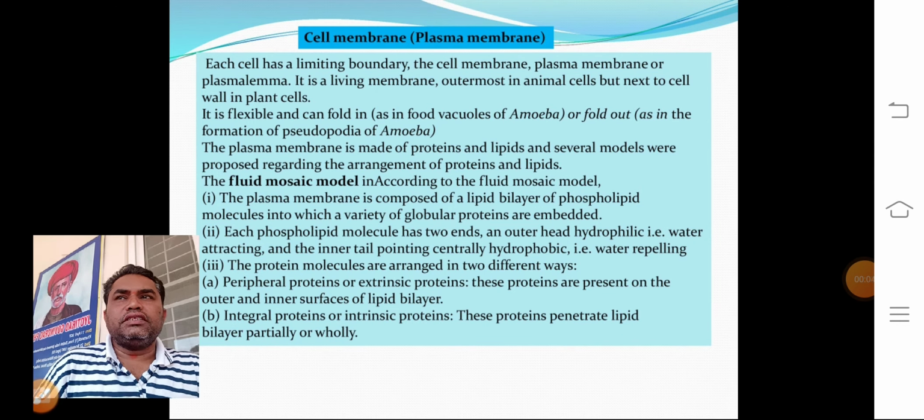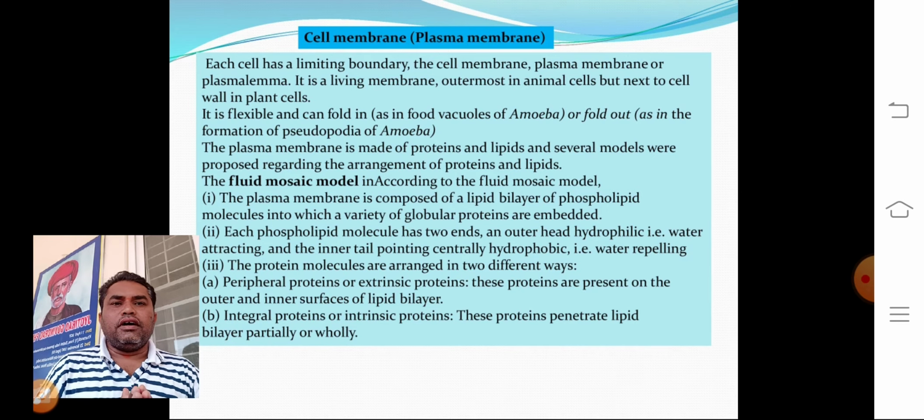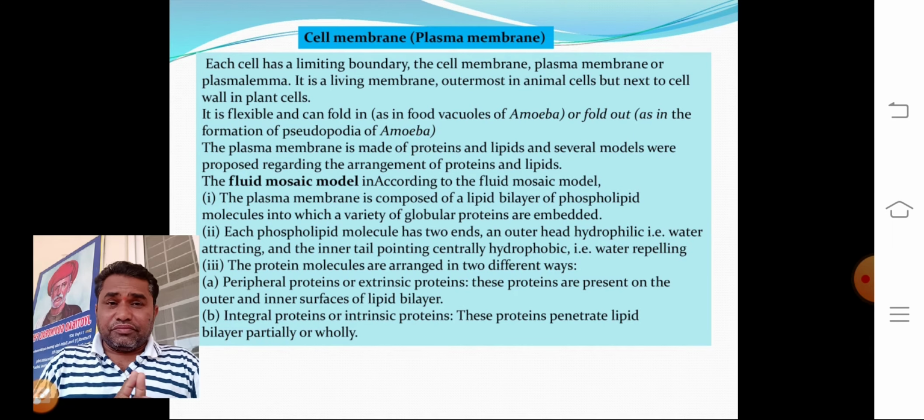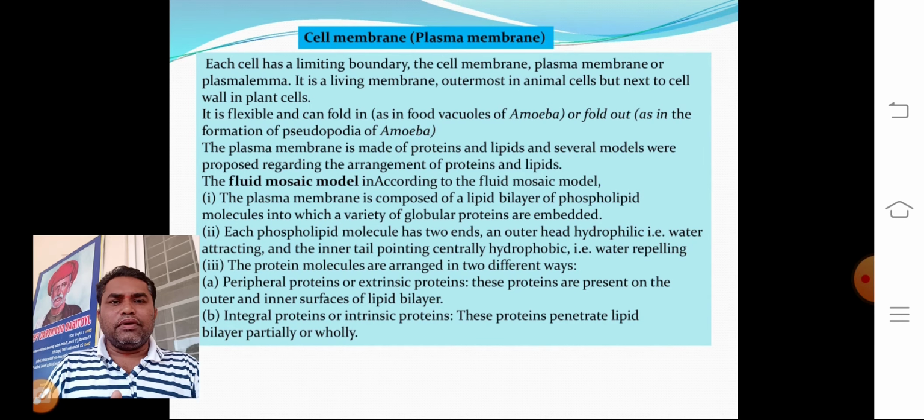So, good morning, students. Today we are discussing an important part in the cell, that is after the cell wall. After the cell wall, there is a membrane, that is nothing but the cell membrane or plasma membrane. The plasma membrane is after the cell wall, and the cytoplasm is mainly surrounded by the cell membrane or plasma membrane.